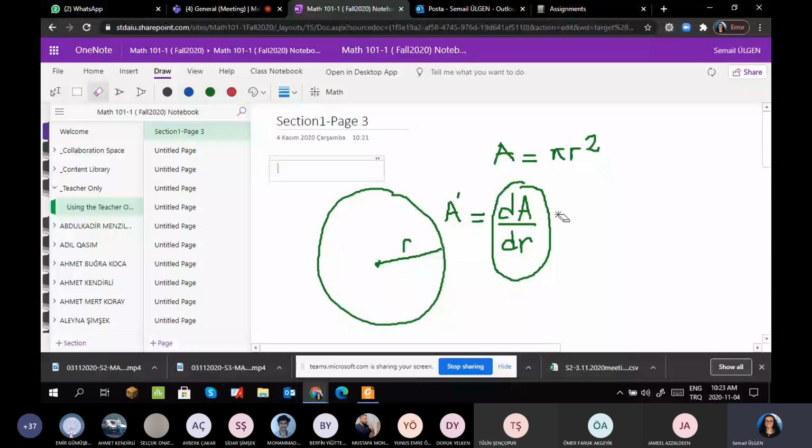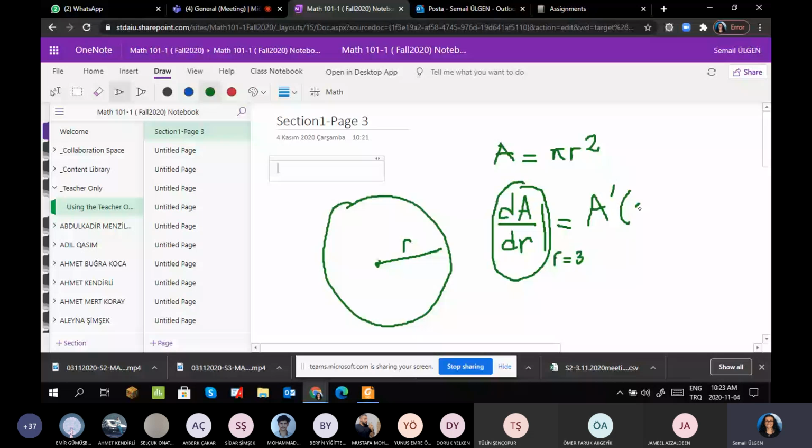But in this case, we still don't know it. We assume that we don't know it. They are talking about the derivative at 3. So this is my circle, this is the derivative, and what they are asking is at r equal to 3. So I'm going to write the same thing as A prime at 3. I have to calculate that by using this limit definition.